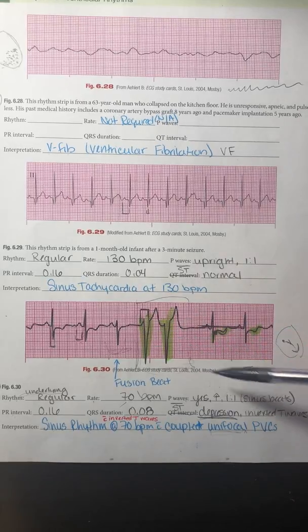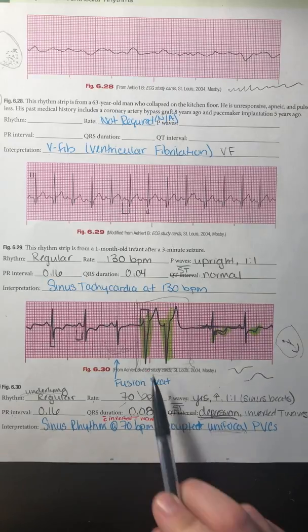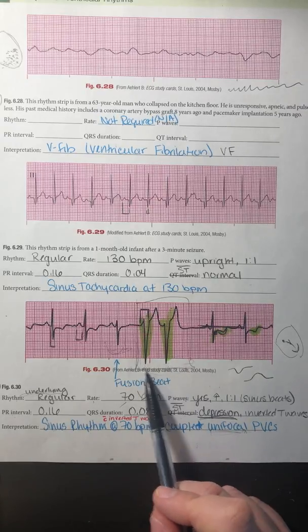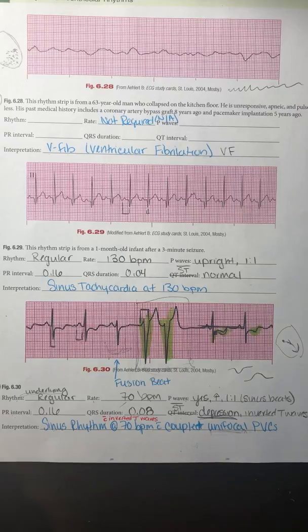Now looking at these PVCs here, I have 2 in a row. They are the same. They look very similar, so we call them unifocal, and that just means they're coming from the same place in the ventricle, which is a better thing because we have only 1 irritated site in the ventricle. If we had multifocal, we would have 2 irritated sites in the ventricle. So less irritation, the better. So it is a couplet because it is 2 in a row or a pair together. We call that a couplet.